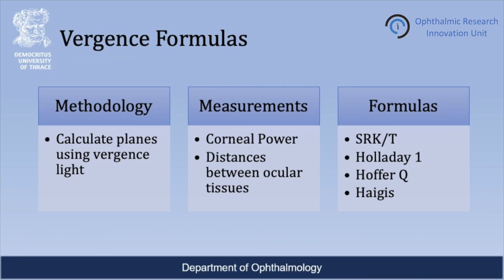So, let's analyze each formula category in more detail. First, vergence formulas are based on the calculation of planes using vergence light. The intraocular lens power calculation through these formulas demands the calculation of the corneal power and the distances between the ocular tissues. The most commonly used vergence formulas are the SRK/T, Holladay 1, Hoffer Q, and Haigis.